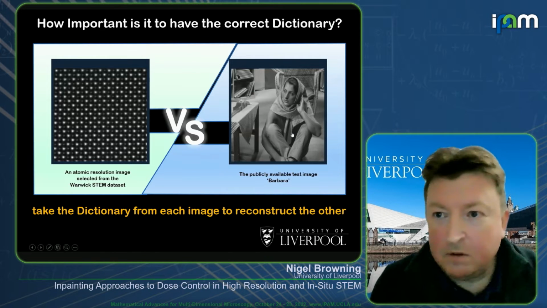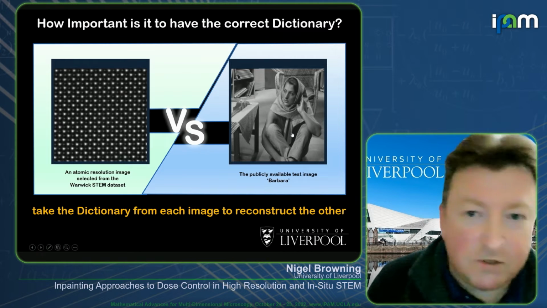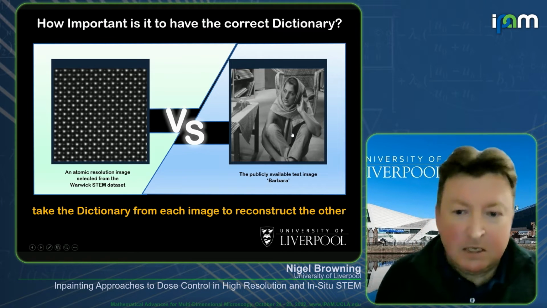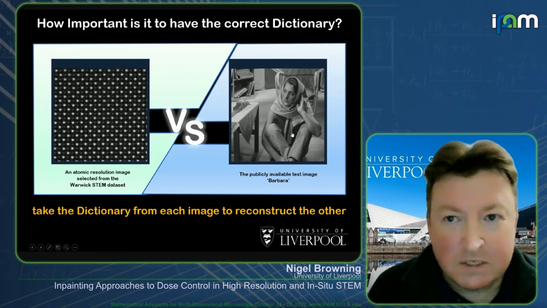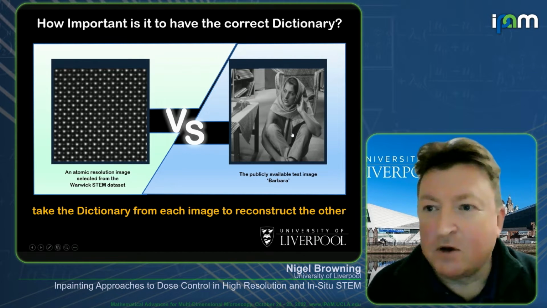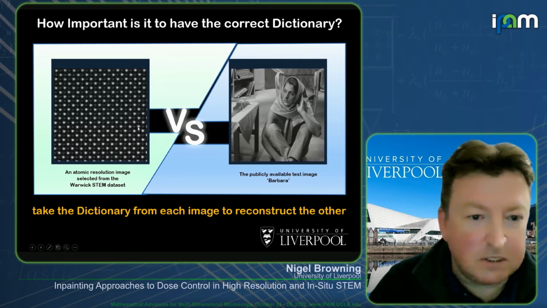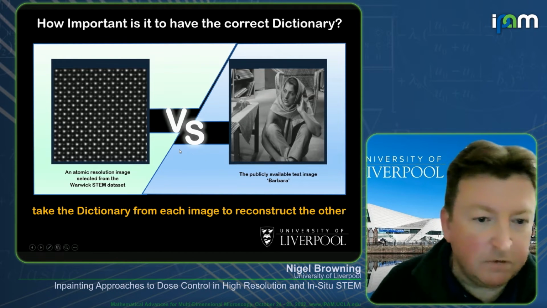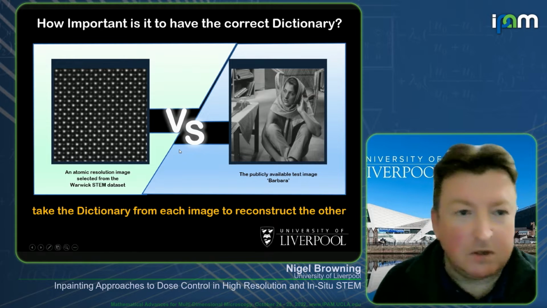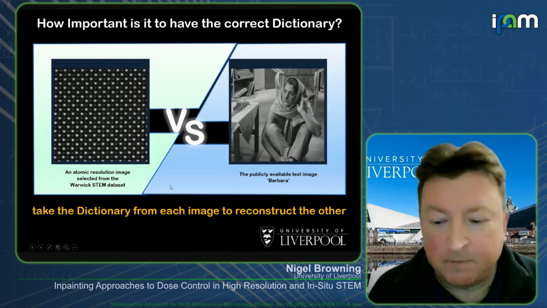Okay, so that's where we've been for quite a while. What we're trying to do now is to say, well, okay, so we've got this dictionary. How important is it for you to have the correct dictionary to get your reconstruction? And so what we have here is an image from the University of Warwick, which has a STEM data set that you can download just to check. And this is obviously Barbara on the right-hand side.